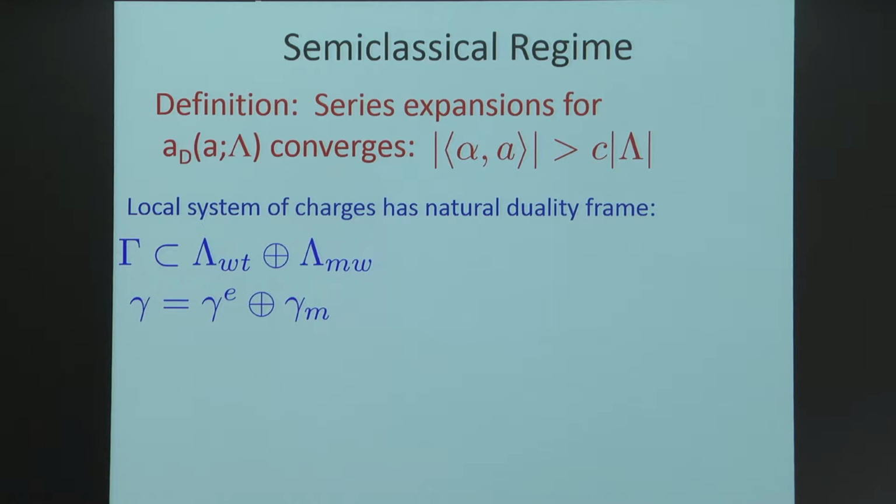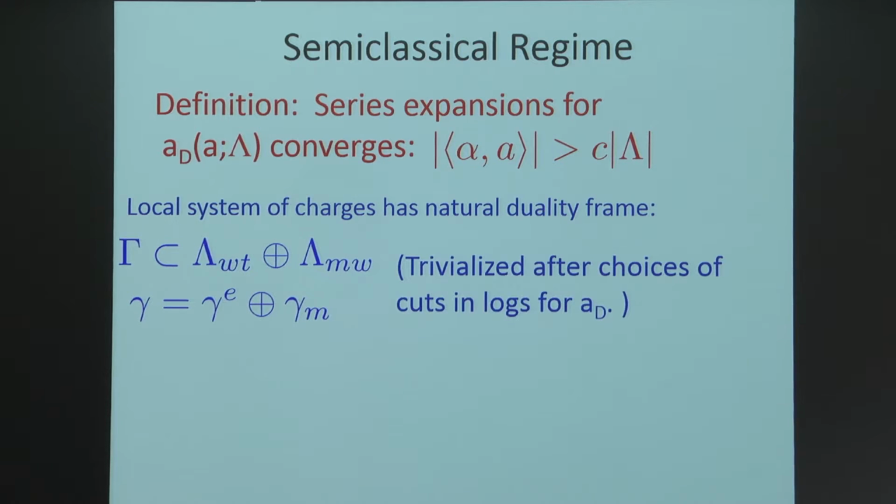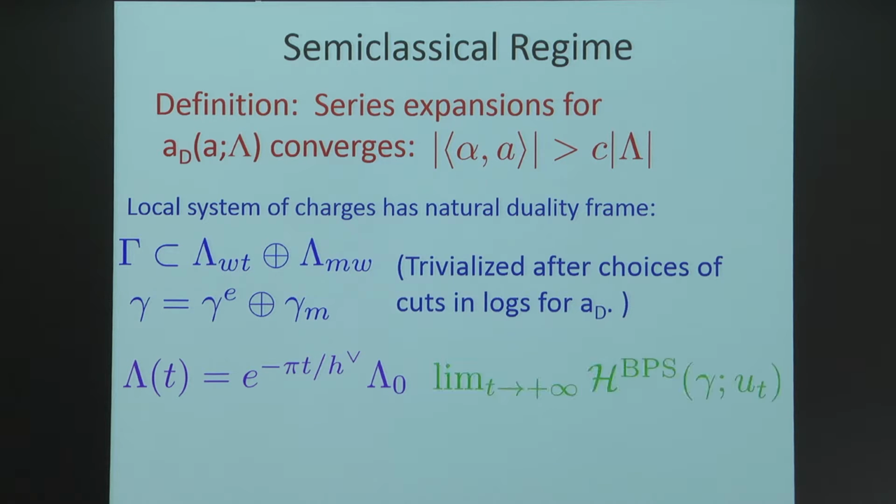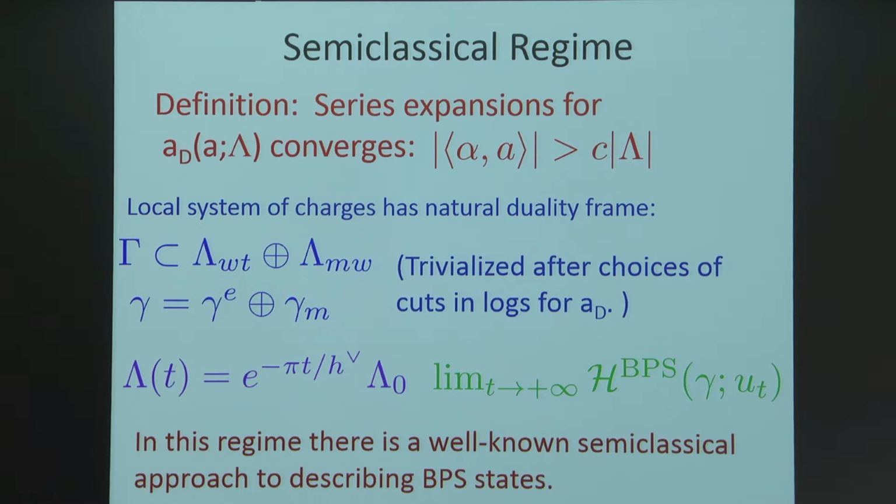You don't have a global decomposition of the electromagnetic charges into electric and magnetic because this semiclassical region is, after all, not simply connected. But you can trivialize that after choosing suitable cuts in the logs for AD. Now you take the dynamical scale to 0, and you can show there's no wall crossing. And so really, this space of BPS states stabilizes. That's the semiclassical space of BPS states. That's what we're aiming to describe.